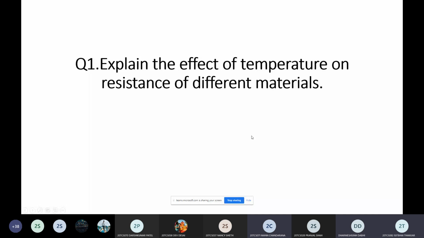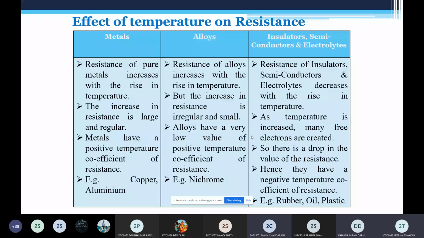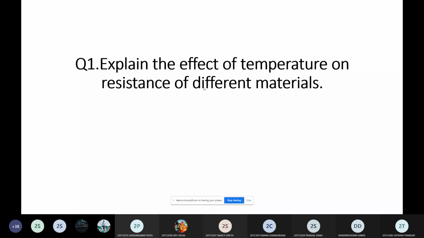Yes, sir. So, theory question number 1. Explain the effect of temperature on resistance of different materials. Okay. So, how's the answer? Can anyone explain me? What is the answer of this question? Temperature effect on metals, alloys, semiconductors, insulators, and electrolytes in different way. Yes, very good, very good.